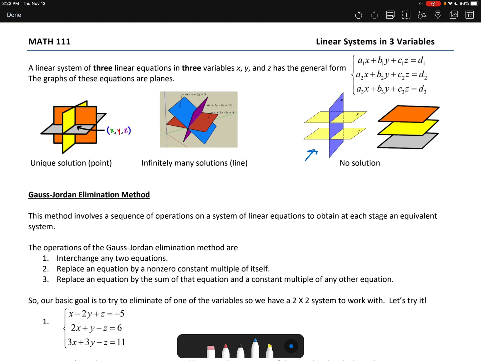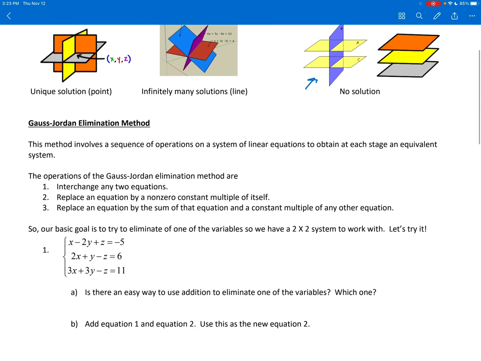So what we're going to use is what's called the Gauss-Jordan elimination method. So you're going to be performing operations, and basically it's operations that we already knew we could do. You're allowed to interchange any 2 equations, so you can just reorder your equations if you feel like it. Obviously, that doesn't change the meaning of anything. You can also replace an equation by a non-zero constant multiple of itself. So you can multiply an equation by a number. And you can replace an equation by the sum of that equation and the constant multiple of another equation. So basically, we're going to be doing an extended elimination version of solving on these.